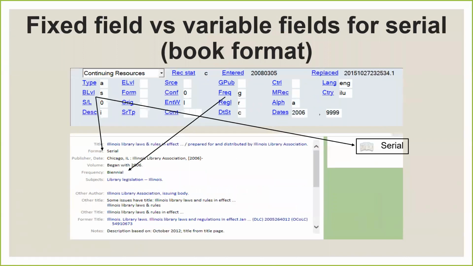This is a screenshot of a serial record in book format. The only difference is form is coded blank, so the icon appears as serial. Here we have a legislative biennial publication with a regular frequency using the successive entry convention that began in 2006 and is still being published.